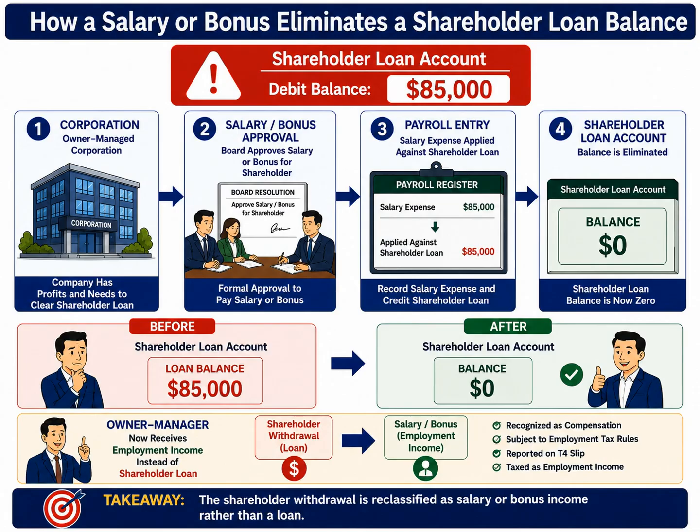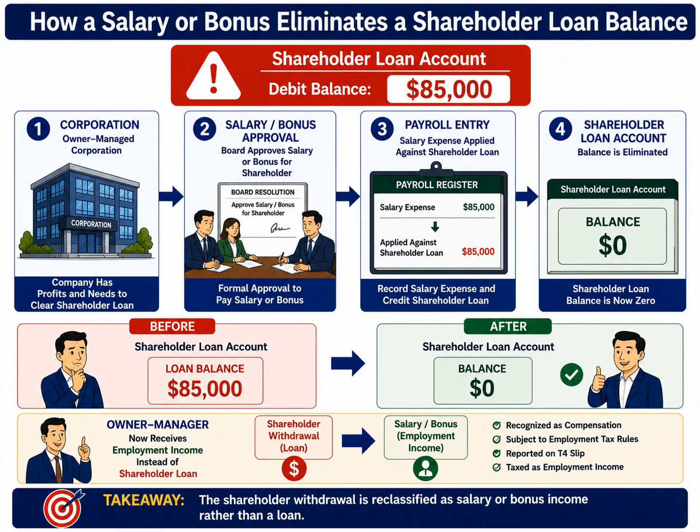Instead of asking the shareholder to return the money, the salary expense is applied against the shareholder loan account. In simple terms, the corporation is saying that the money previously withdrawn will now be treated as employment income rather than as a loan. This accounting adjustment reduces the shareholder loan balance. In many cases, it eliminates the balance entirely.